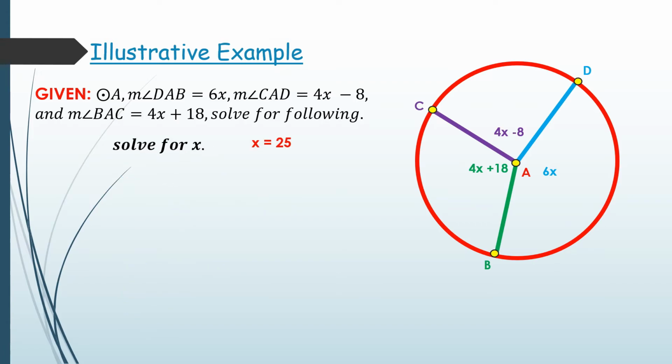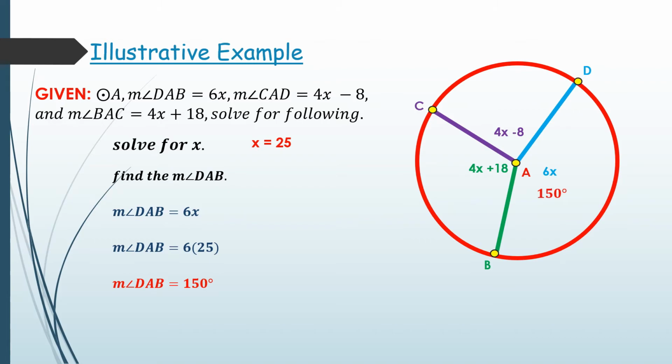So after solving for x, we can now solve for the missing measure of angle. So let's say we want to solve for the measure of angle DAB. Since in the given figure, measure of angle DAB is equal to 6x, we're just going to replace the x with the value of x that we obtained, which is 25. So that will give us 6 times 25, which will give us 150 degrees. So therefore, measure of angle DAB is equal to 150 degrees.